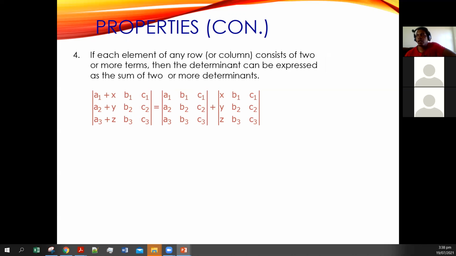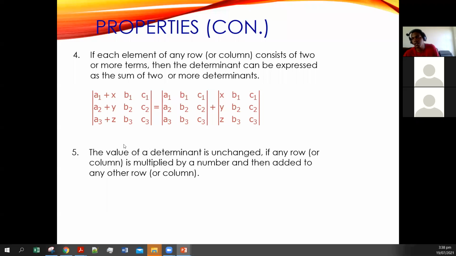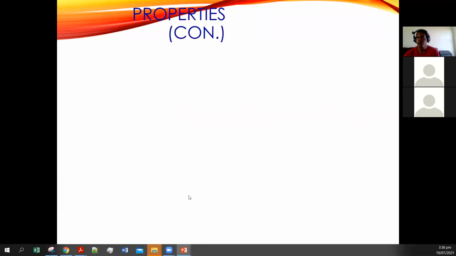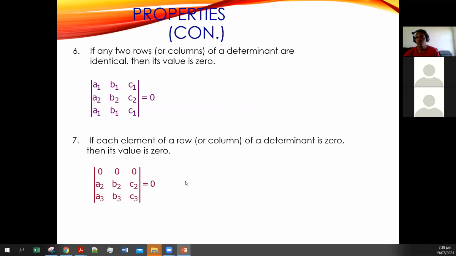If each element of any row or column consists of 2 or more terms, then the determinant can be expressed as a sum of 2 or more determinants. This is now just trying to get those terms out. This is for 3x3 matrices. You will learn this next year at university, or when you are doing AS level. That is what you will be learning, and we don't need to focus on that.